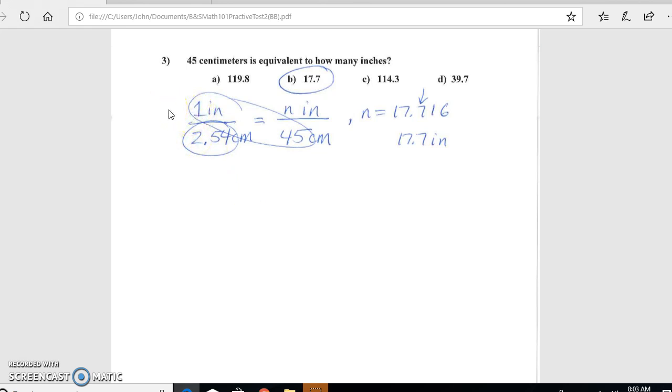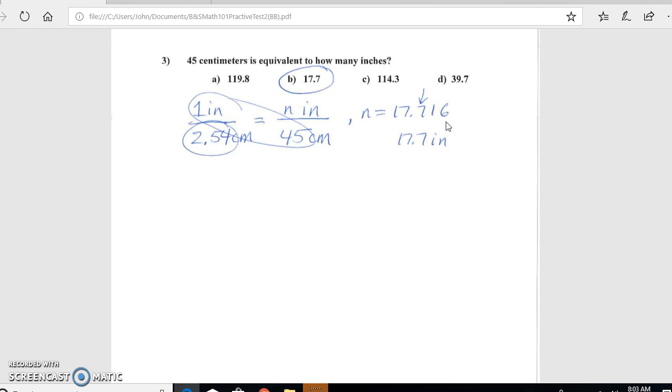Once we have the proportion set up, now we are going to solve it, and we look for the two numbers that are across from one another, 1 and 45. We multiply them, and then we always divide by the leftover number, and that solves for the unknown in the proportion. And in this case, you should get 17.716 on your calculator.